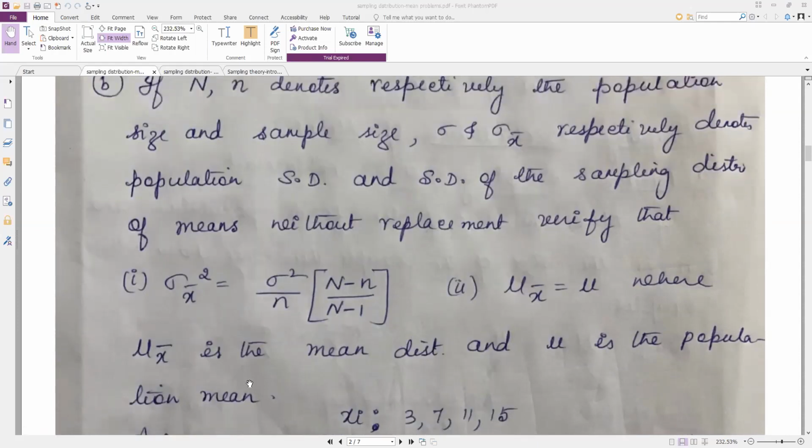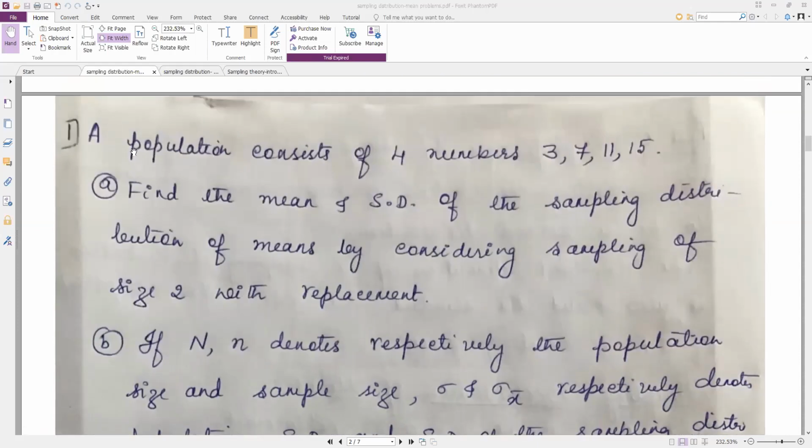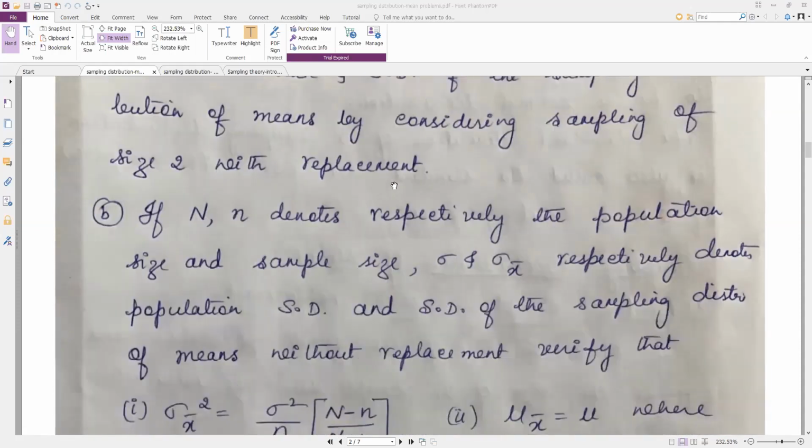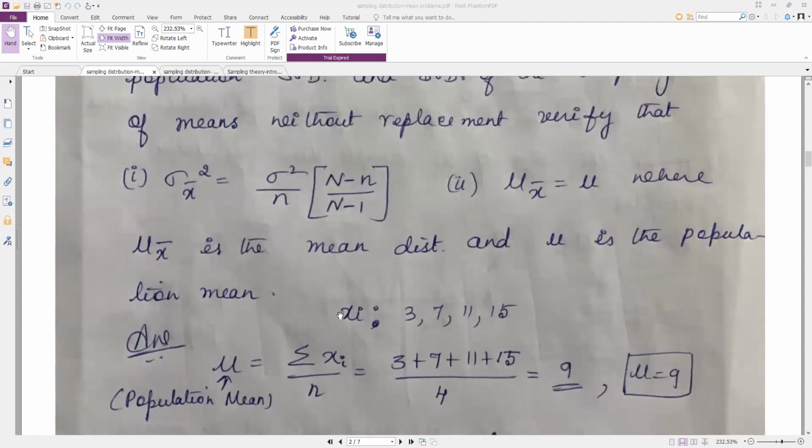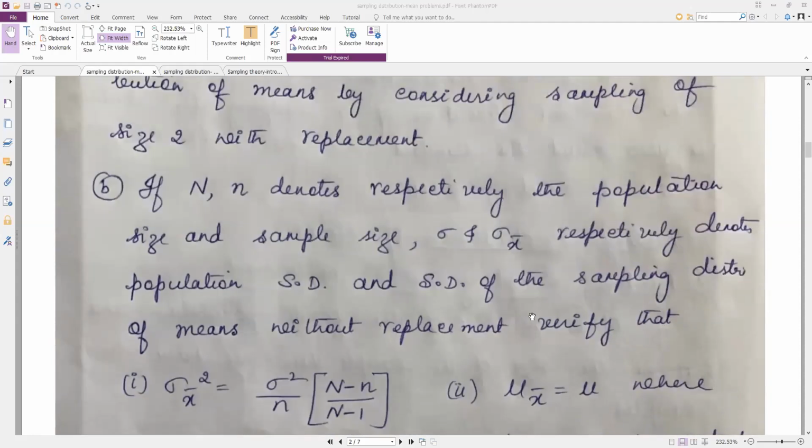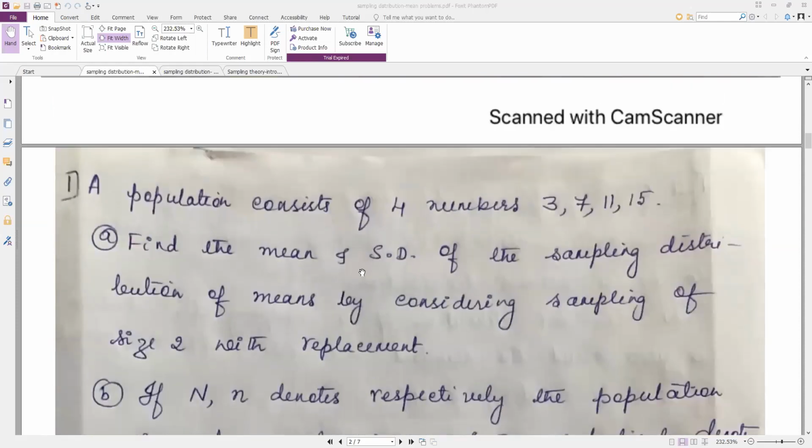Where mu x bar is the mean of the distribution and mu is the population mean. Now, what they have given: a population consists of 4 numbers. So in the population we have 4 numbers, x i, which are 3, 7, 11, 15. Now, find the mean and standard deviation of the sampling distribution of means by considering sampling of size 2.